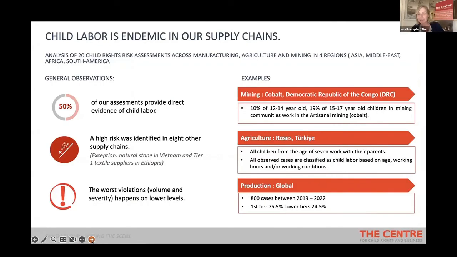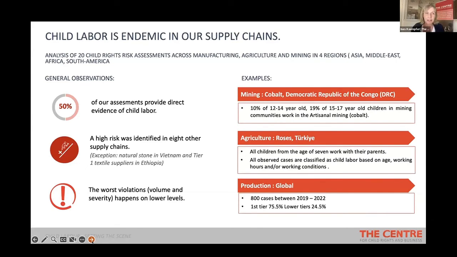Now, it's actually very timely that we're having this webinar today. Just today, we launched a study around child rights risks in supply chains globally. I will later maybe put the link to the study in the chat box. It's very fresh. It's available in German and in English, and it has actually just launched today in a German webinar. And I'm going to share some of the data we have from this study.